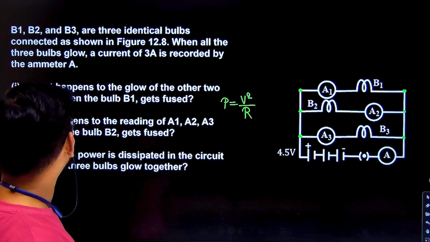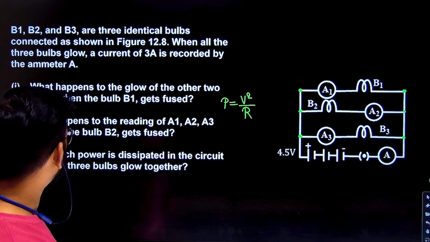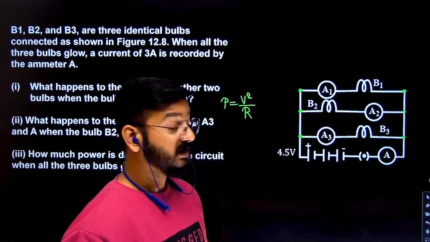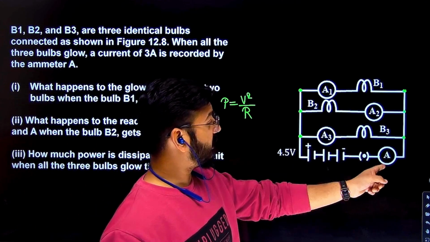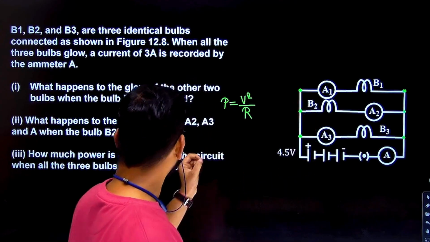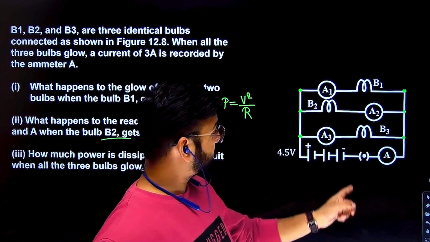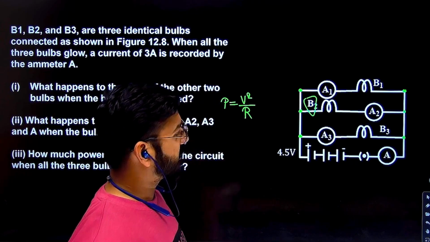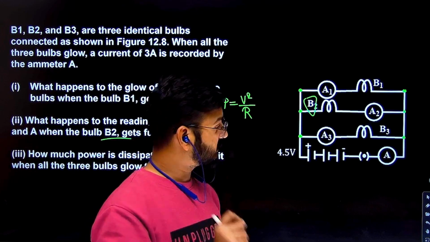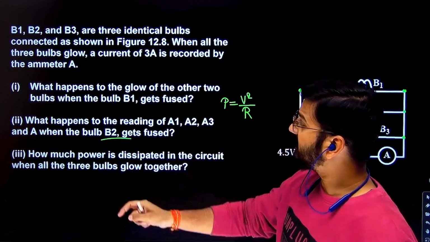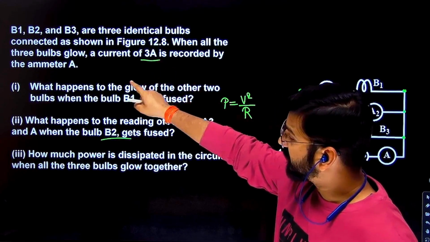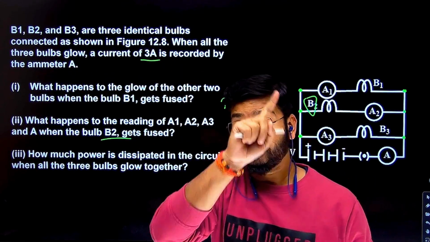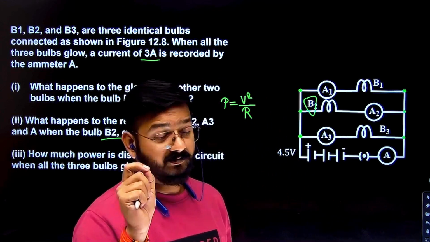Now, if you see the second question, what happens to the reading of A1, A2, A3, and A when bulb 2 gets fused? You need to comment on the reading of A, A3, A2, and A1 if bulb 2 gets fused. So this bulb is getting fused, B2. Now let's understand what the total current in the circuit is. Total current given in the circuit is 3 amps. You can see that the reading of the ammeter A is given as 3 amps. It means the total current in the circuit is 3 amperes.